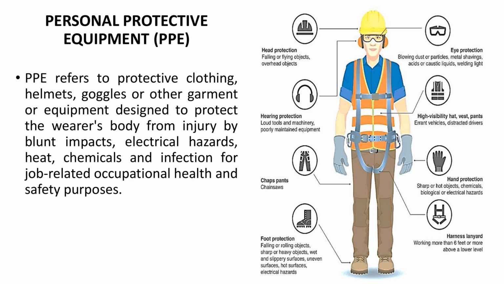Foot protection, for falling or rolling objects, sharp or heavy objects, wet and slippery surfaces, uneven surfaces, hot surfaces and electrical hazards. Harness, for working six feet or more above the lower level. Now we will understand each one of these personal protective equipments in detail.